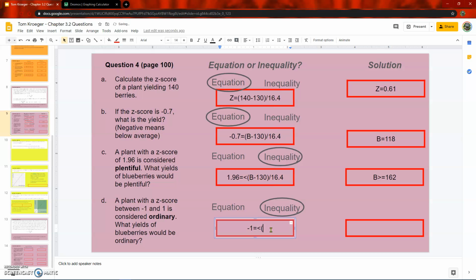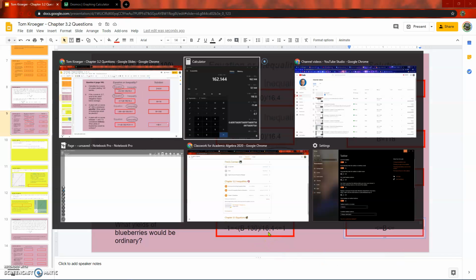So I'm going to put again our b minus 130 divided by 16.4, but it also has to be less than or equal to +1. So we actually have two inequalities here. And so we need to figure out what yields of berries. So in one case, we want to know what's the minimum number, and what's the maximum number. All right? What number does b have to be in between? And so we're going to have to solve essentially two inequalities here.